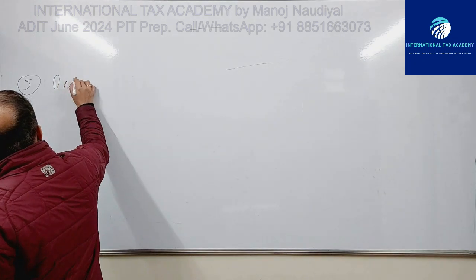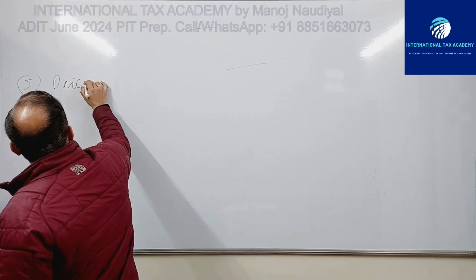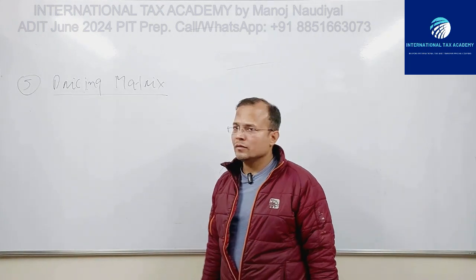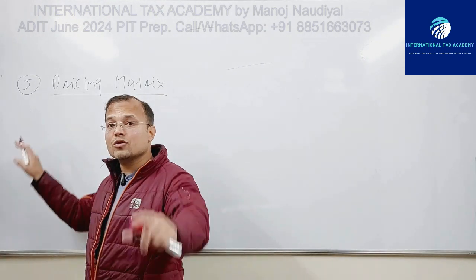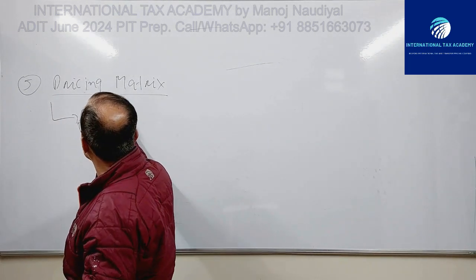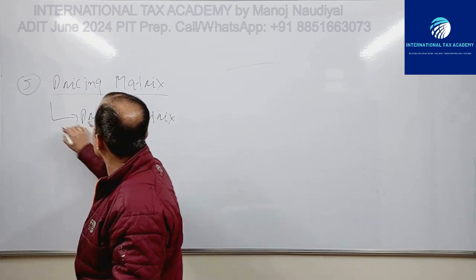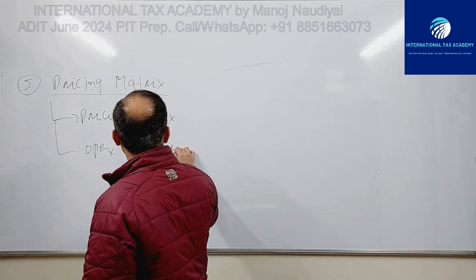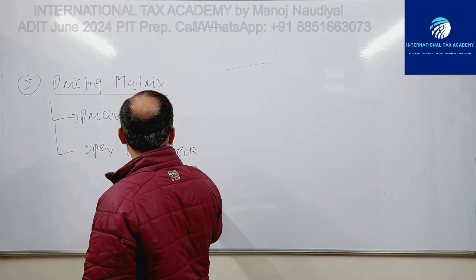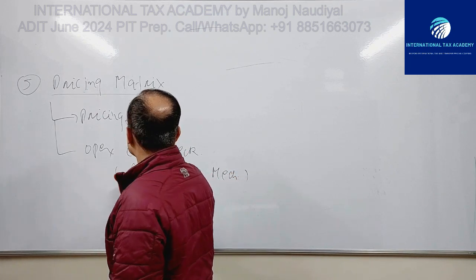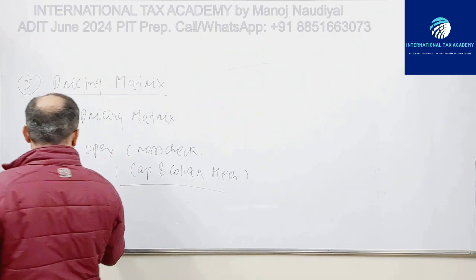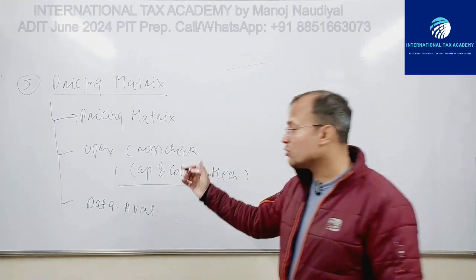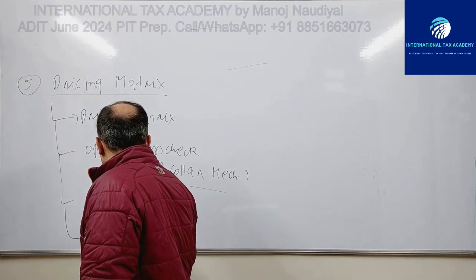Section number 5 has 4 subsections. The first one is the pricing matrix. Then you have the operating expense cross check, that is the cap and collar mechanism. Then you have data availability mechanisms for qualifying jurisdictions. And then finally you have periodic updates every 5 years.